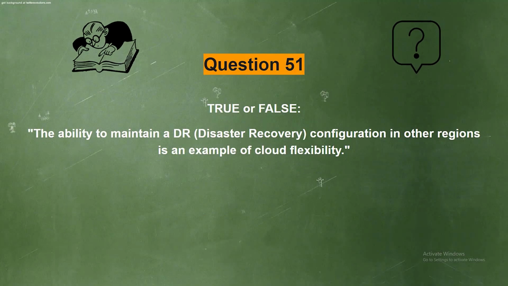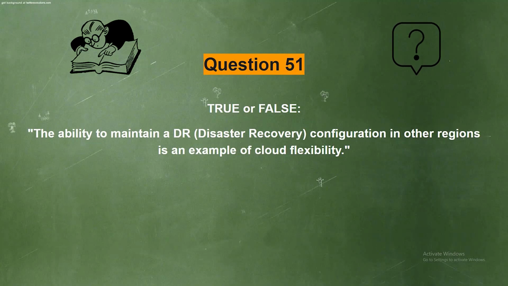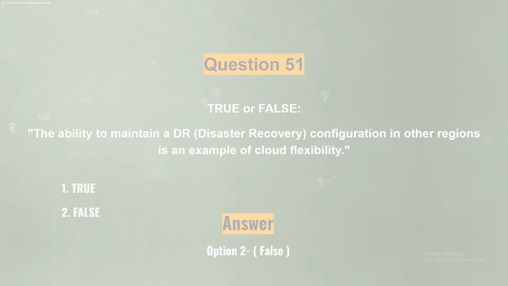Question 51. True or false? The ability to maintain a DR, disaster recovery, configuration in other regions is an example of cloud flexibility. The options are option 1, true, option 2, false. And the correct answer is option 2, false.